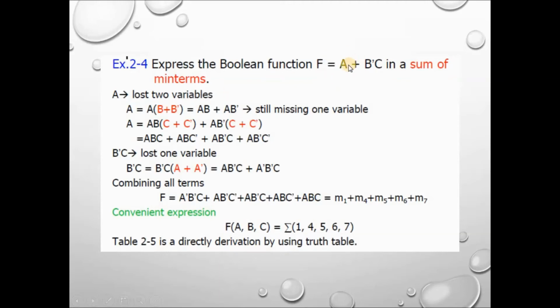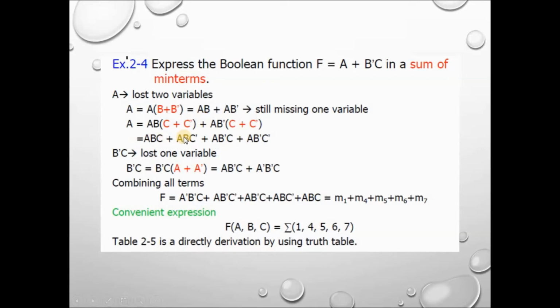If B is not there, then you have to write A dot (B plus B bar). Clear? After execution of this line, what will you get? AB and AB bar. Still missing, there is C. AB is there already, so then C plus C bar. Then what will you get? ABC, ABC bar.